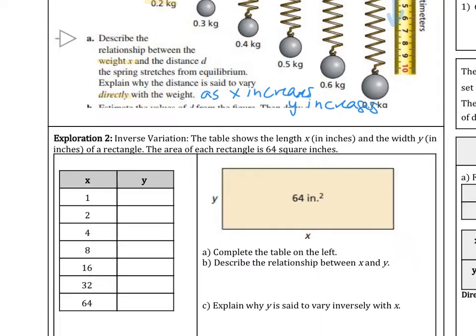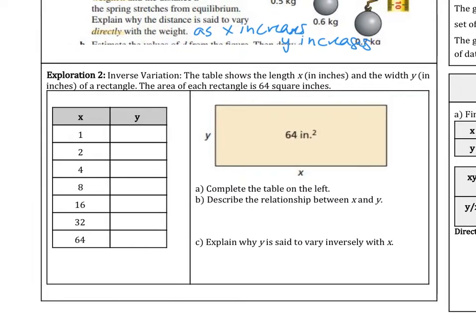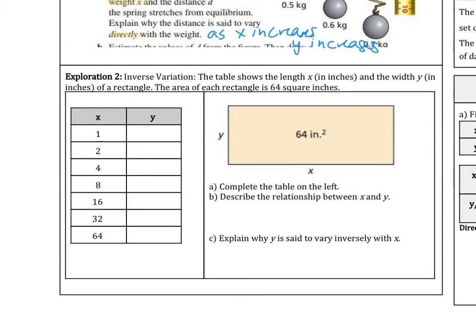Now let's take a look at the second example down here at inverse variation. The table shows the length x in inches and the width y in inches of a rectangle. The area of each rectangle is 64 square inches. So if we say that x is 1, what would y be, right? Remember, the area of a rectangle is length times width, or base times height. So therefore, if x is 1, what does y have to be? Well, y has to be 64.